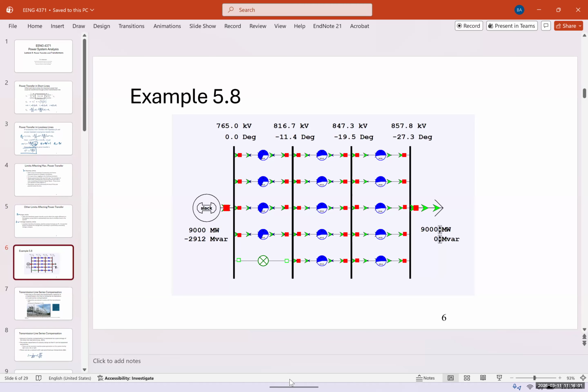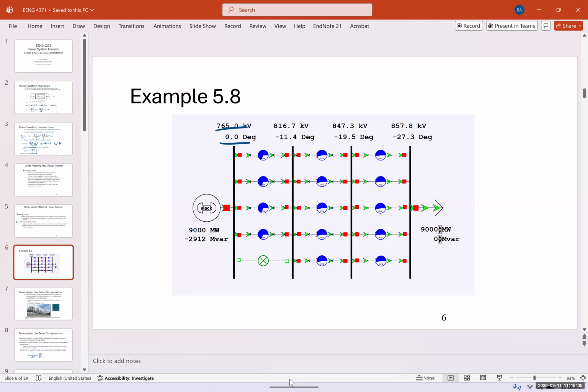Now, this example shows a power system from generation to load. As you know, again, the circle indicates the generation and the arrow is the load. And the generation is generating 9,000 megawatts and negative 2,912 megavolt amp reactive. And you can see how much voltage is given to the grid or transmission line: 765 kilovolts at 0 degrees.